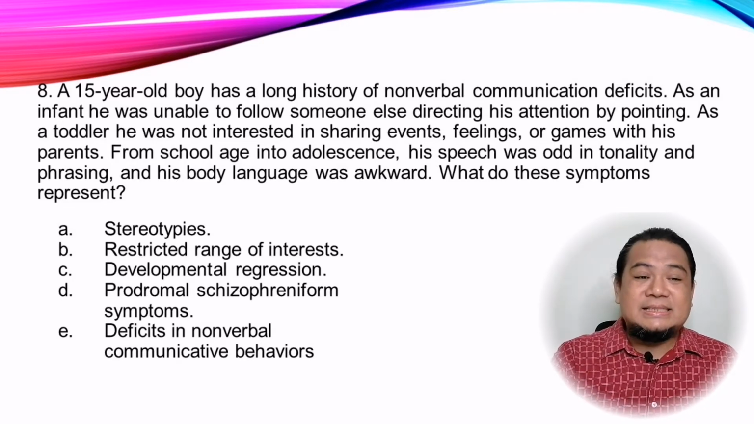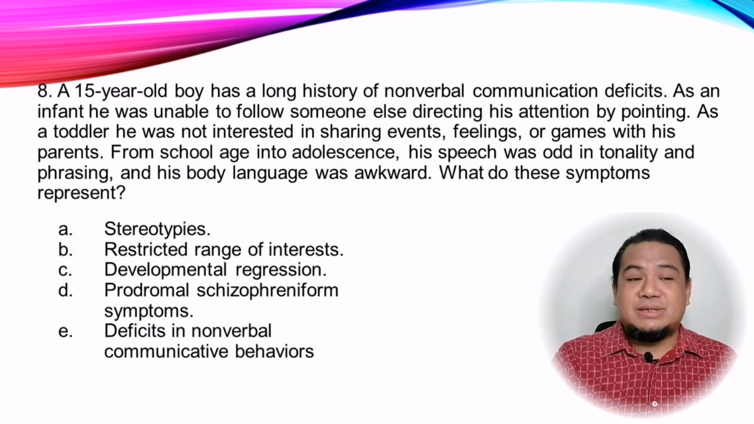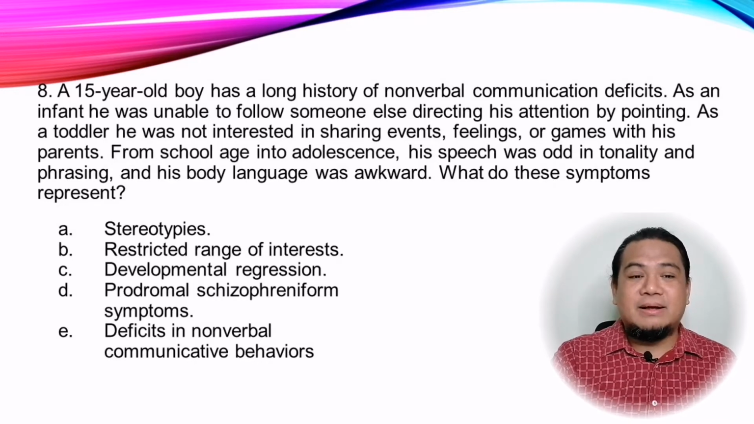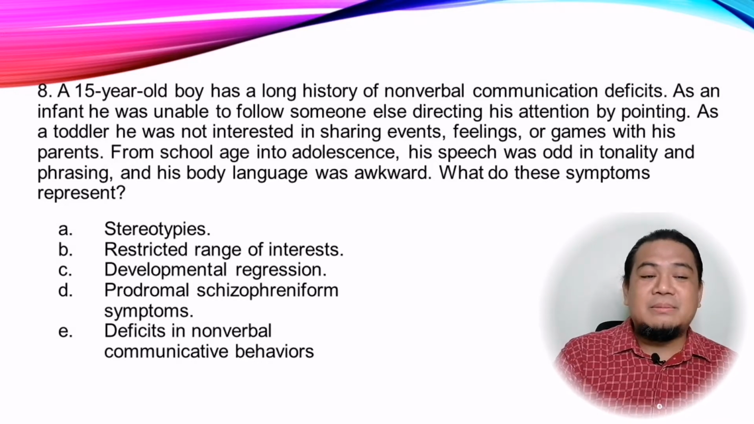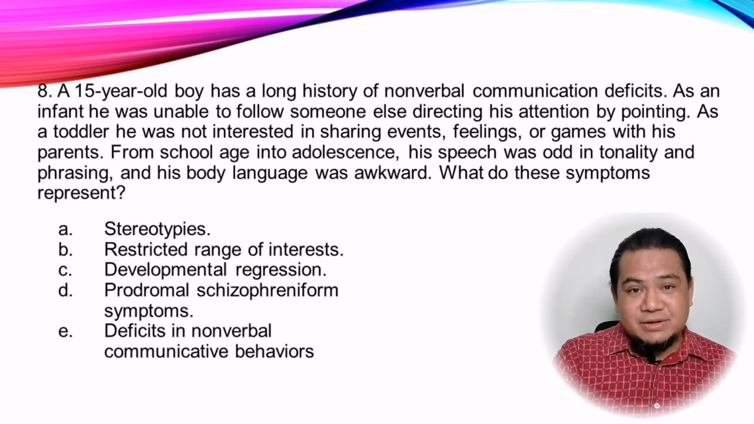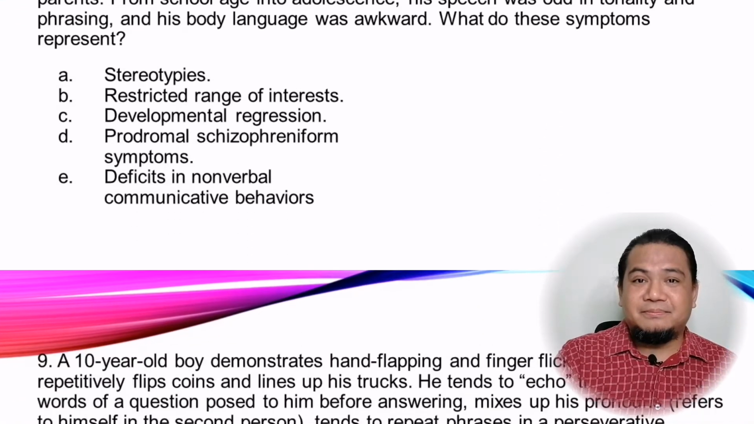Is it A, stereotypies? B, restricted range of interest? C, developmental regression? D, prodromal schizophreniform symptom? E, deficit in non-communicative behavior?